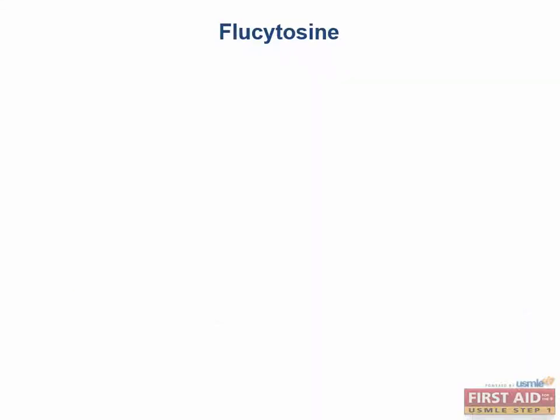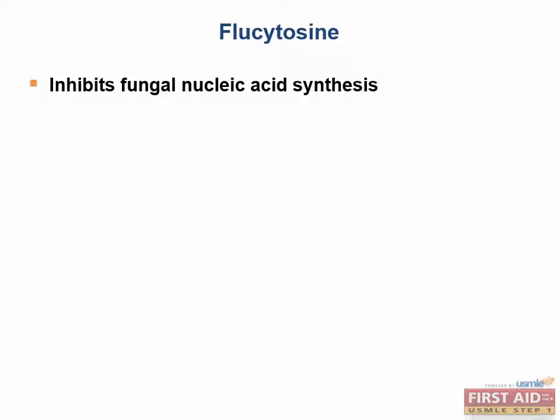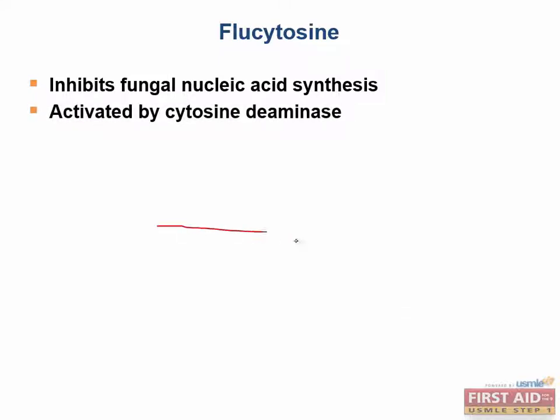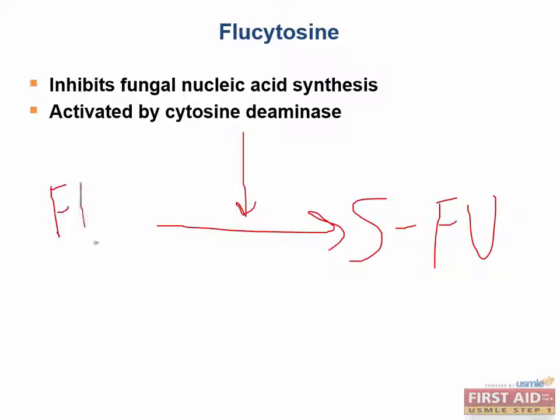Now let's discuss the drug flucytosine. This antifungal drug inhibits fungal nucleic acid synthesis. The key point for flucytosine is that it is converted into 5-fluorouracil by a cytosine deaminase that is unique to fungal cells. If we remember back to hematology, 5-fluorouracil is a chemotherapeutic agent.